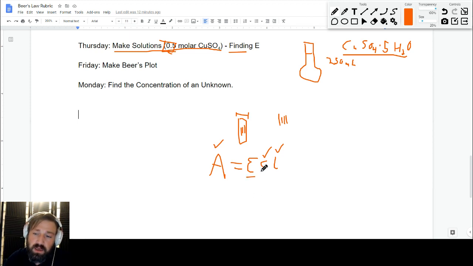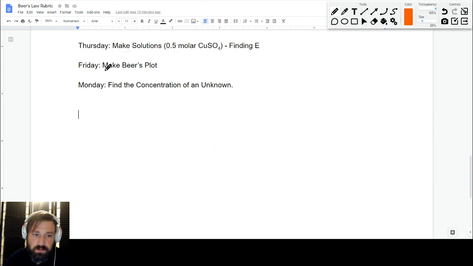What is epsilon? This is the absorption coefficient, if you want to be all fancy and use fancy words. So epsilon is going to be the absorption coefficient, and we are finding the absorption coefficient for copper sulfate. That's going to be our first goal. Okay. Second goal, make a Beer's plot.